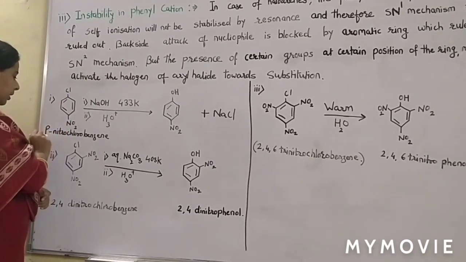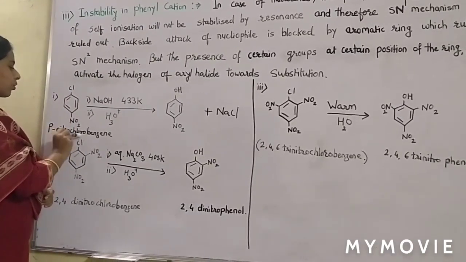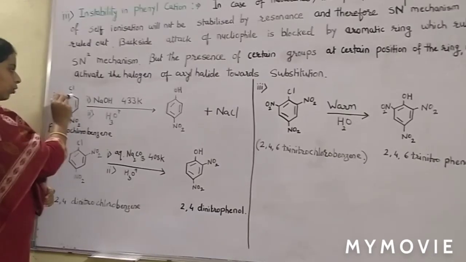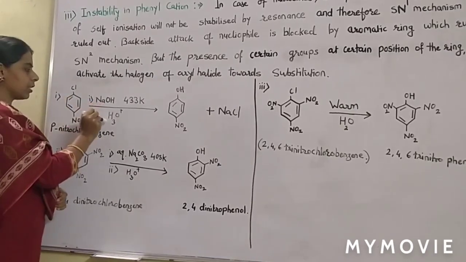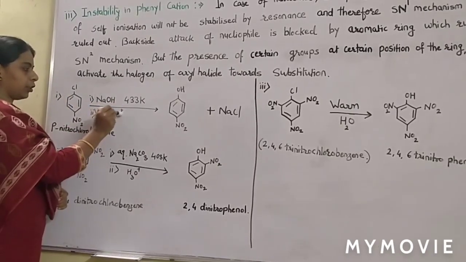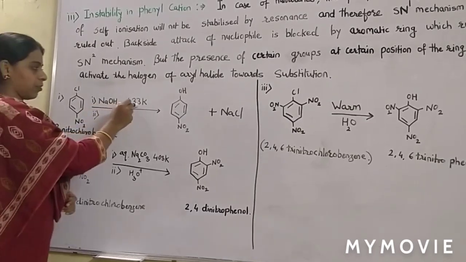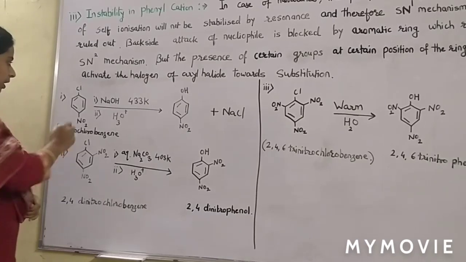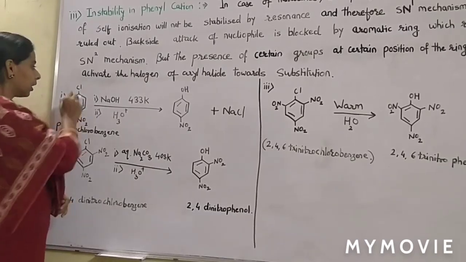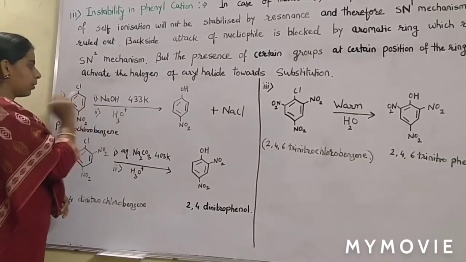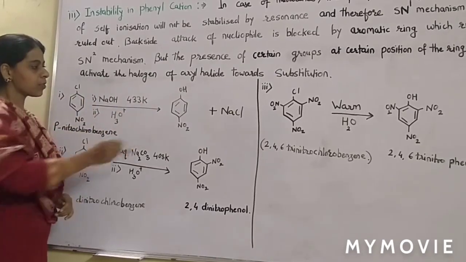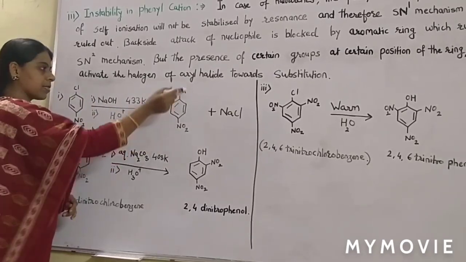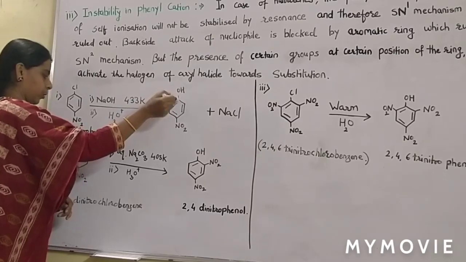Now see, this is the compound para-nitrochlorobenzene. It reacts with NaOH and H3O+ in the presence of 433 Kelvin. This is the temperature which we apply here for the reaction. So Cl is replaced by OH and NaCl is the byproduct. So there is a formation of that compound, meaning the substitution is carried out at this position.